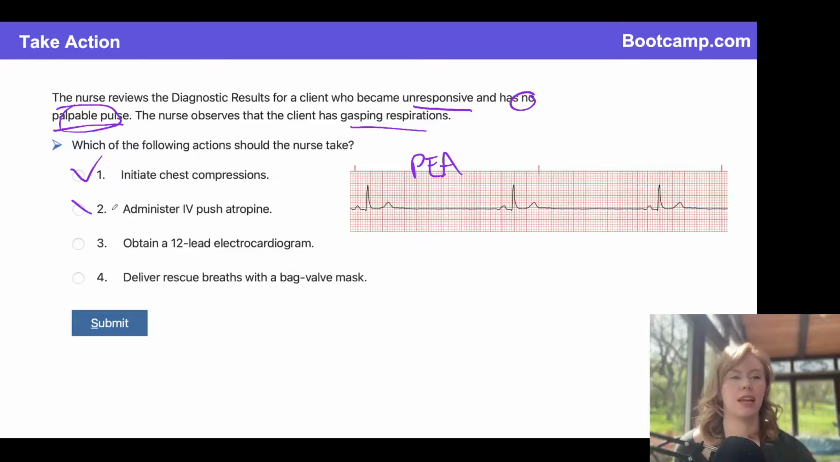So not this one. This one's for more stable bradycardia with a pulse. Then obtaining a 12-lead EKG. It kind of doesn't matter what the EKG shows, right? If they don't have a pulse, they need CPR. Also, this is going to take a long time to do. You have to hook up 12 stickers to them, and that's just going to delay time and cause further brain death. So it's not this one. Then delivering rescue breaths with a bag valve mask. So that's going to be helpful if a patient just needs rescue breathing, like, for example, if they had an opioid overdose. But that's not going to help restore their pulse and circulate their blood. Only the chest compressions are going to do that. So that is the action that we should take.